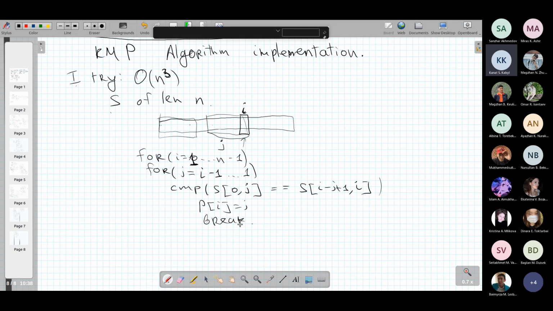Yeah, it's I, because I want the string to be a suffix of the prefix I, so it must end at I. I just take the last position as I and then take the last j letters of that prefix. So the start is going to be I minus j plus 1, and the end is going to be I, because we index from 0. Okay, that's it.